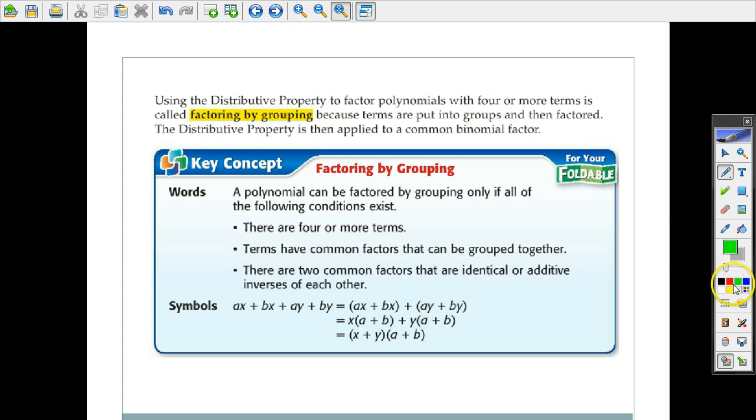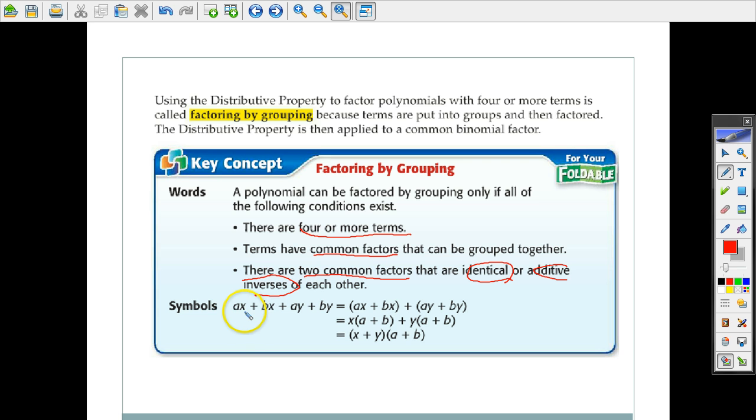All right, welcome back. So here we're going to move on to factoring by grouping. Okay. Using the distributive property to factor polynomials with 4 or more terms is called factoring by grouping, because terms are put into groups and then factored. The distributive property is then applied to a common binomial factor. Okay. A polynomial can be factored by grouping only if all of the following conditions exist. There are 4 or more terms. Terms have common factors that can be grouped together. There are 2 common factors that are identical or additive inverses of each other.